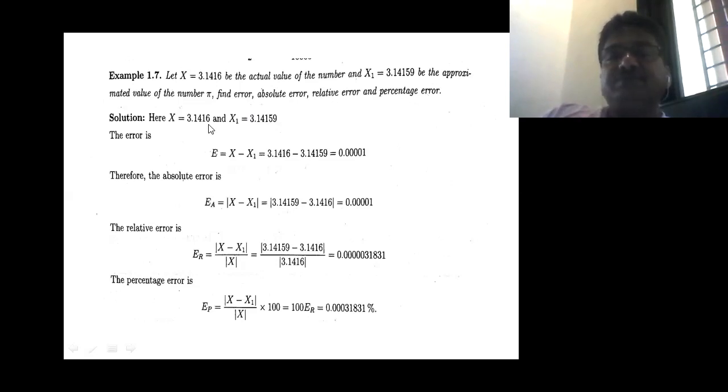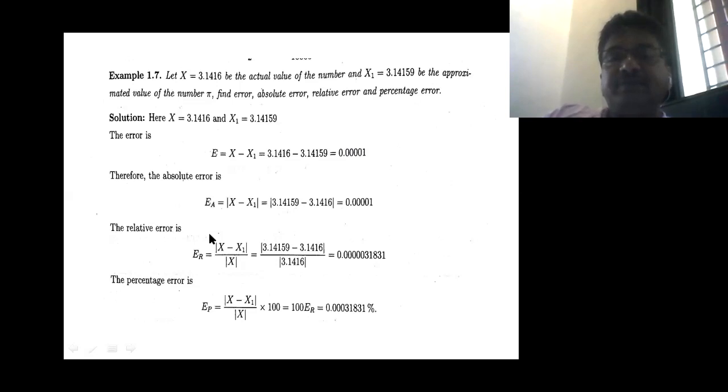So x is the true value and x dash, here the notation x1, we can write the notation x dash. This is 3.14159, the approximate value. This is true value, this is approximate value, and then error is what? True value minus approximate value. Absolute error is mod x minus x dash. Okay, and the value is 0.4 times 10 raised to minus 5. This is the absolute error. Error and absolute error both are same.